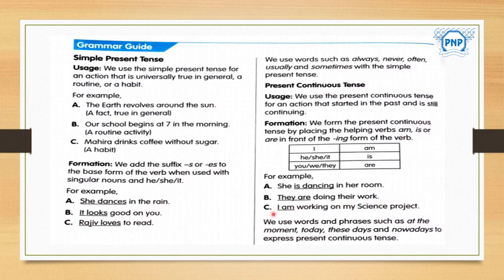Next, I'm working on my science project. I am working on my science project. So here we have used am. We use words and phrases such as at the moment, today, these days, and nowadays to express present continuous tense. Correct? We use such phrases or words.